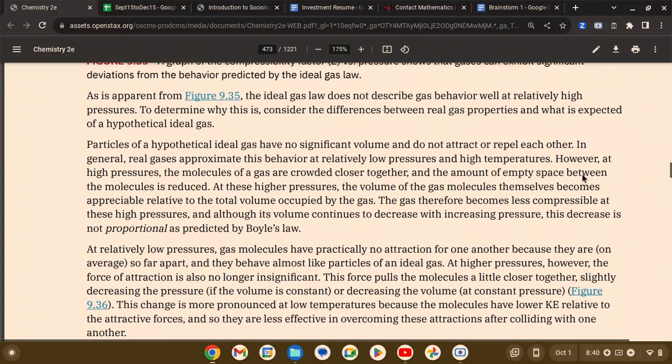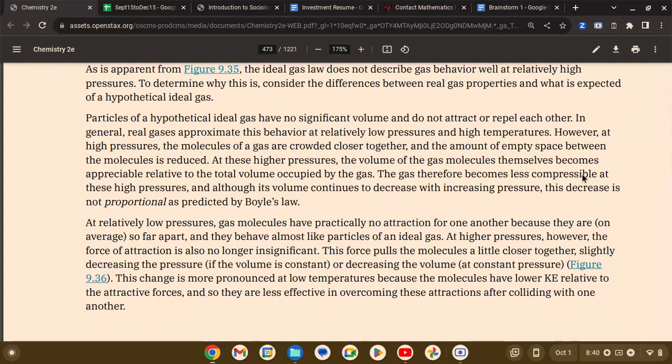As is apparent from Figure 9.35, the ideal gas law does not describe gas behavior well at relatively high pressures. To determine why this is, consider the differences between real gas properties and what is expected of a hypothetical ideal gas. Particles of a hypothetical ideal gas have no significant volume and do not attract or repel each other. In general, real gases approximate this behavior at relatively low pressures and high temperatures. However, at high pressures, the molecules of a gas are crowded closer together, and the amount of empty space between the molecules is reduced. At these higher pressures, the volume of the gas molecules themselves becomes appreciable relative to the total volume occupied by the gas. The gas therefore becomes less compressible at these high pressures, and although its volume continues to decrease with increasing pressure, this decrease is not proportional, as predicted by Boyle's law.